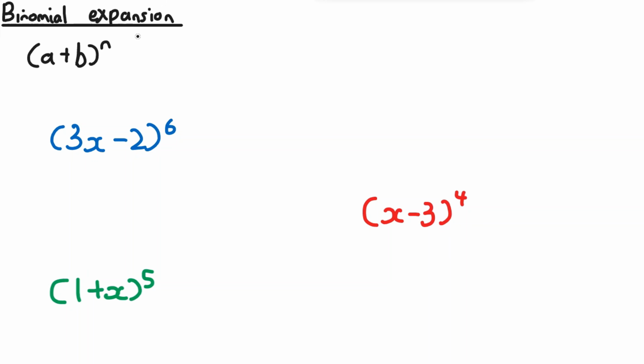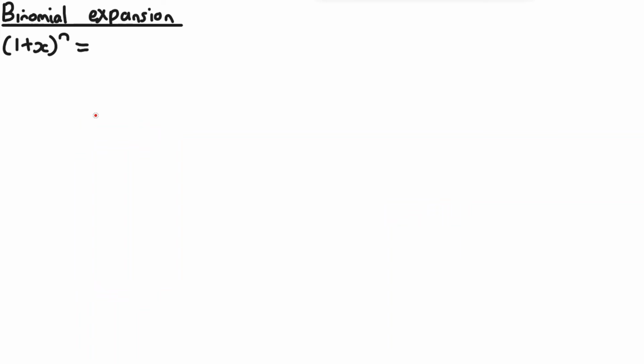But what if n, this number here, isn't a positive integer? What if it's a fraction? What if it's negative? Or what if it's even a negative fraction? This video is all about that. Let's start with (1 + x)^n, where n can be any number.